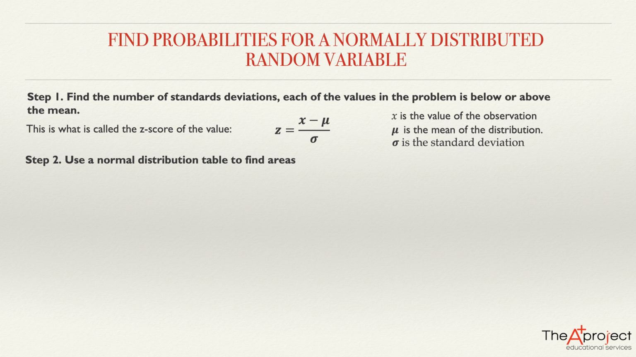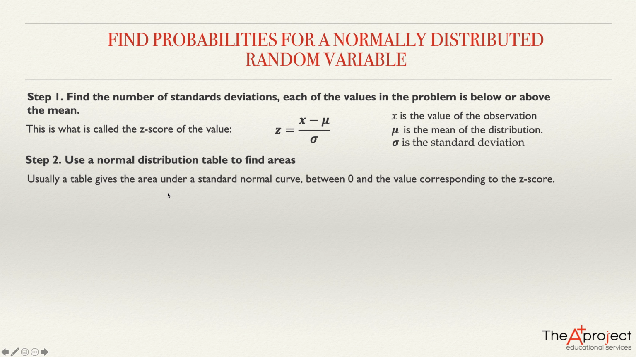So use the normal distribution table to find the areas for the z-scores you got in the previous step. After you get the z-scores for each of the values, you are going to find the area in the table. Usually the table is like the one that I give you, which computes the area between 0 and the corresponding z-score. And finally, at the third step, you are going to find the probability.